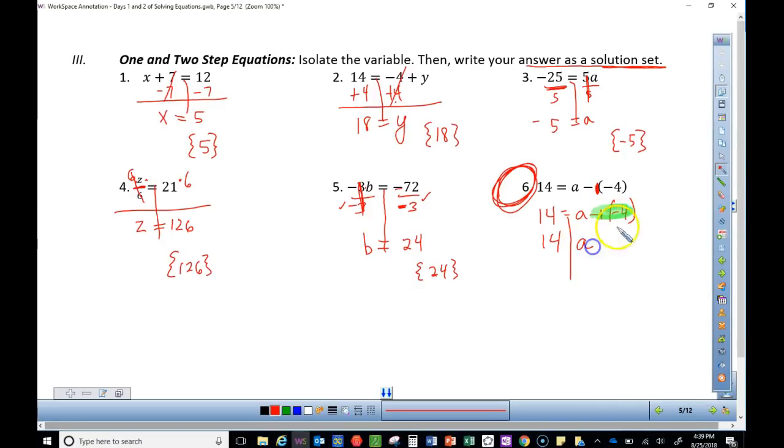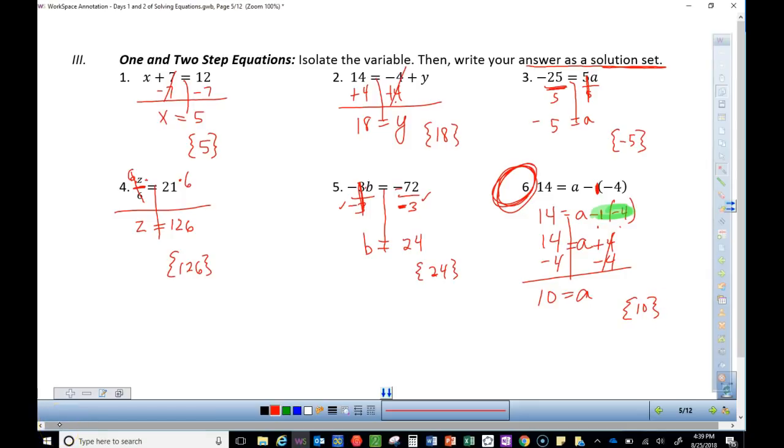So we have our A, and then a -1 times a -4 gives us +4. So we have 14 equals A plus 4. And now we can get rid of that +4 by subtracting the 4. So 4 minus 4 is nothing, so A equals 10. Solution set 10.